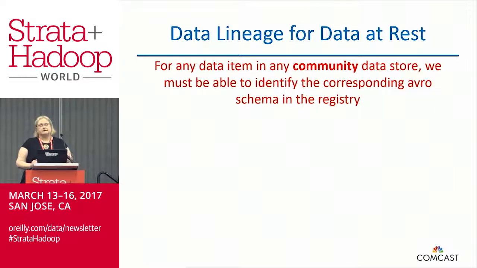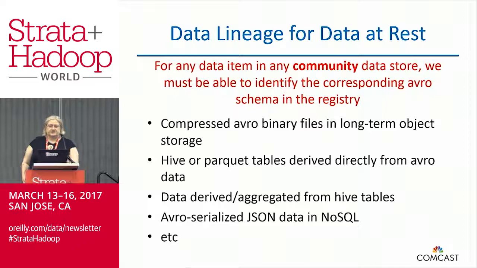So the idea of data lineage for data at rest is for any item in any community data store, meaning the data that we are making available to the Comcast community, and we are saying we're governing it, we're keeping it clean, we're keeping it documented, we're making it available to you to use easily. That doesn't mean scratch spaces that people do on the side. But for any item in a community data store, we must be able to identify the corresponding Avro schema. So this includes these sorts of data at rest.